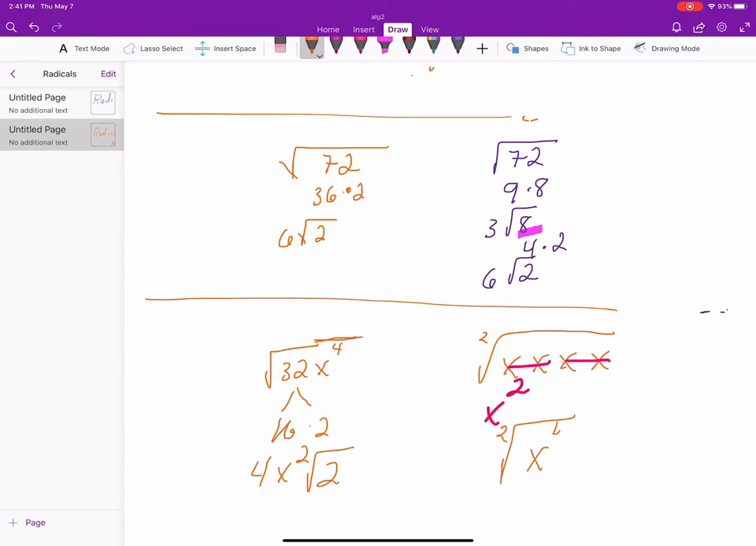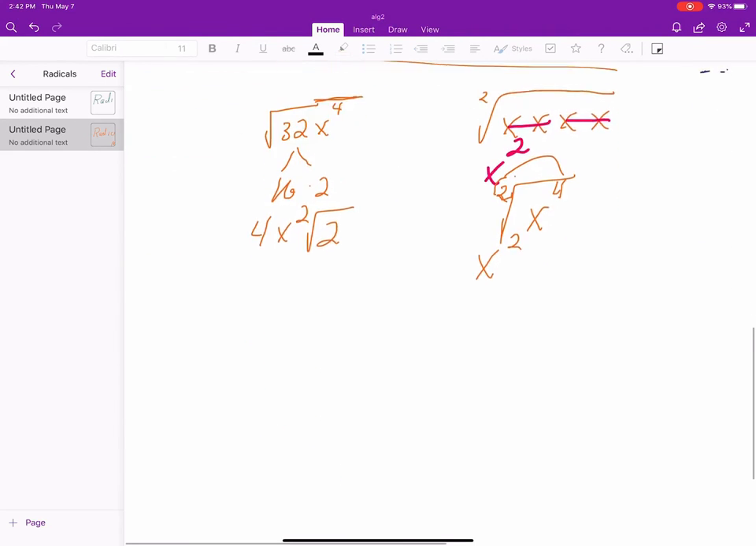There's another way of looking at this. We're still going to think about this 2 because it's a square root. 2 goes into 4 2 times, and there's nothing left over. So that means I'm going to have an x squared on the outside. That's how you work with variables. You can think of it in a couple of different ways. Let's take a look at another one here.